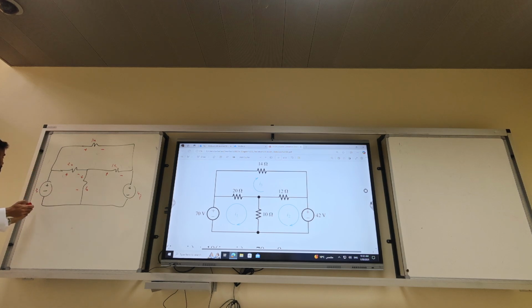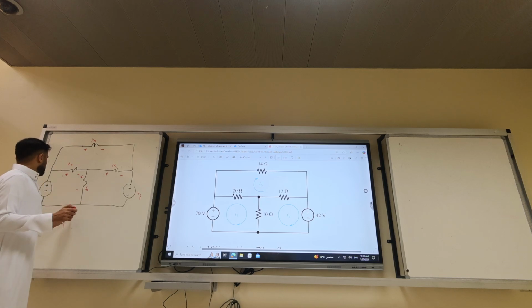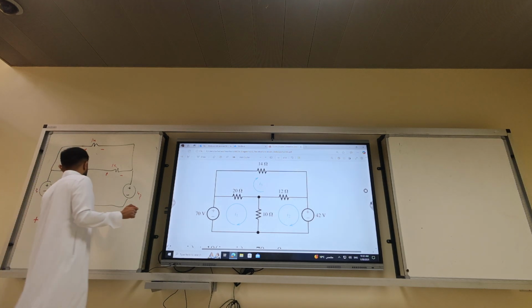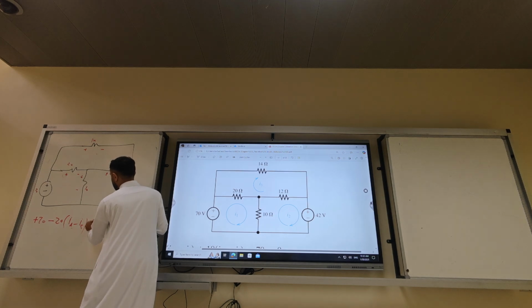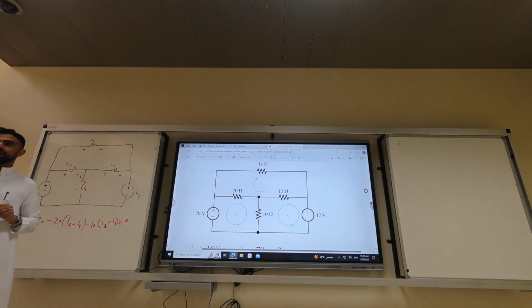Start. Mesh 1 is 70. Don't say plus 70. Negative. Why? Because it's a voltage drop, negative. What's the resistance? 20. 20 multiplied by what current? Current is I1 minus I2. No, we said IA. IA minus IC. And here, voltage drop, minus 10. What's the current? Current is IA minus IB. Equals 0.